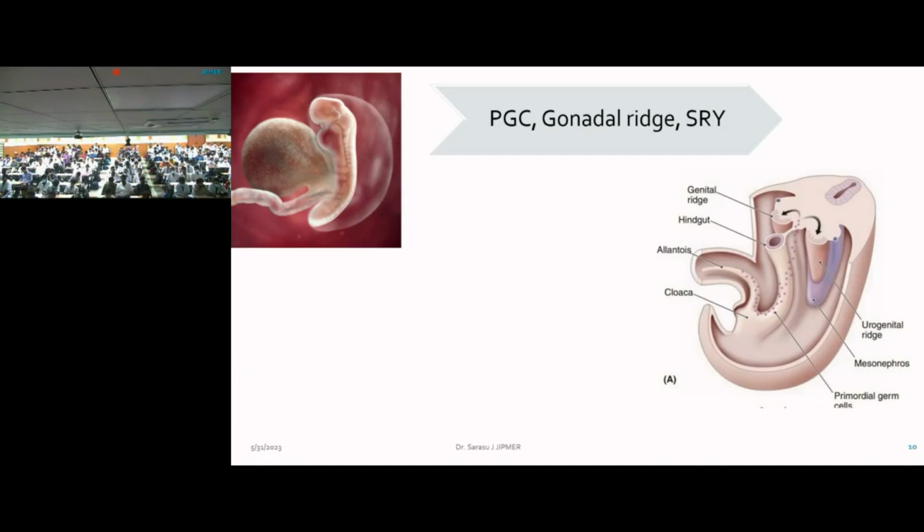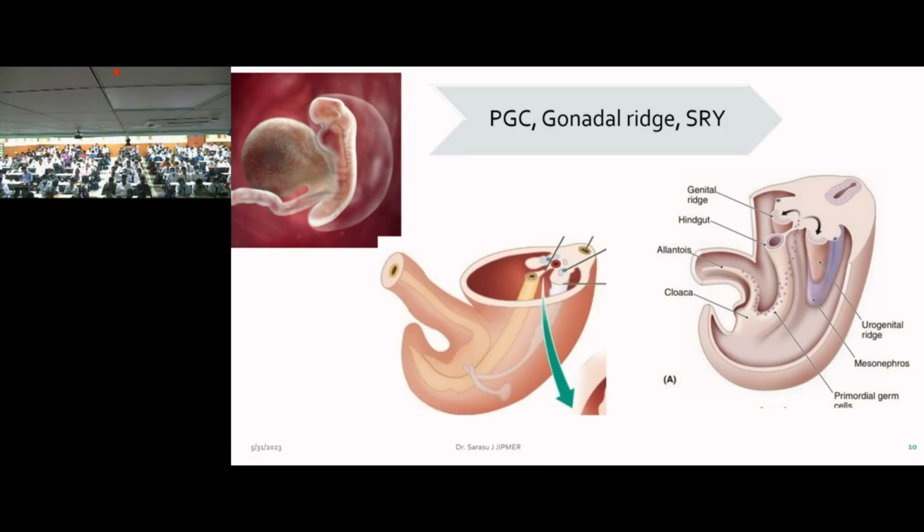This is how it looks. This fetus looks like this, and this is the yolk sac. If you take a cut section here, the primordial germ cells come from the yolk sac and migrate here, and this is where the actual things happen. We have the primordial germ cells, the gonadal ridge, and the SRY, which is already predetermined, and these are going to determine our sex. If you cut it and see from above, this is the cavity, this is the gut, and on either side we have the mesonephros.